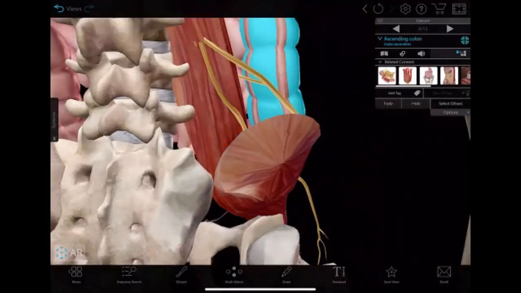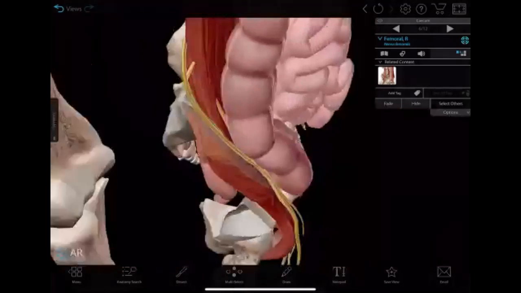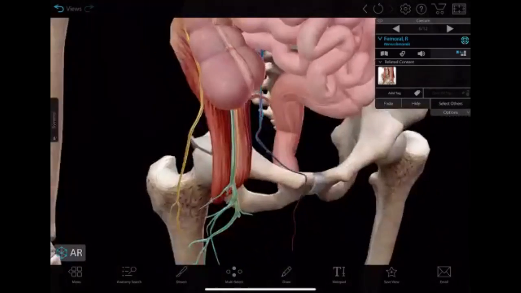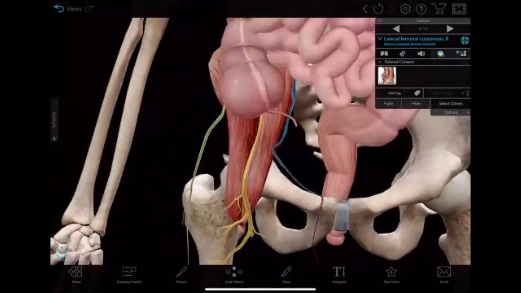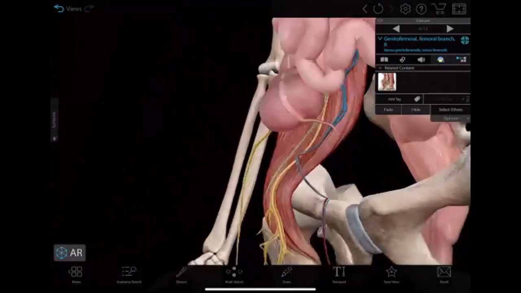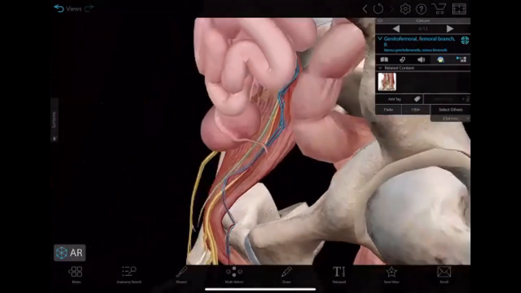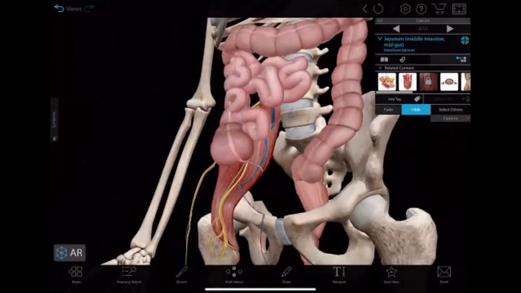So all these things are related. See, so all the nerves are related to the caecum, and also the gonadal vessels. See, testicular artery, testicular vein, or ovarian artery and ovarian vein, lie related to the caecum. So those are the posterior relations.